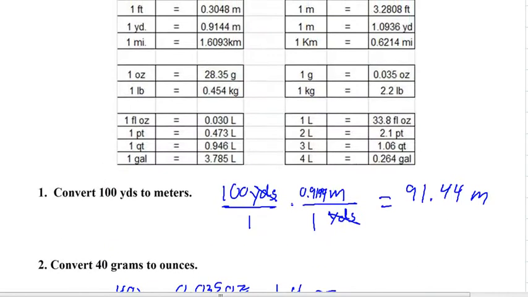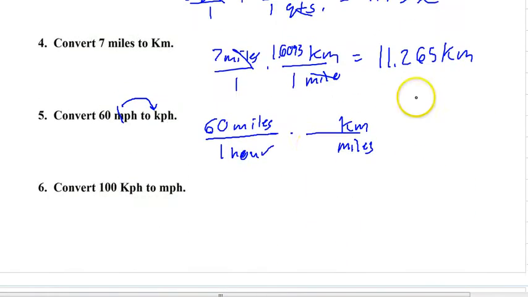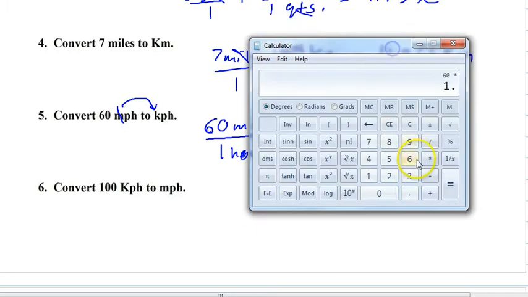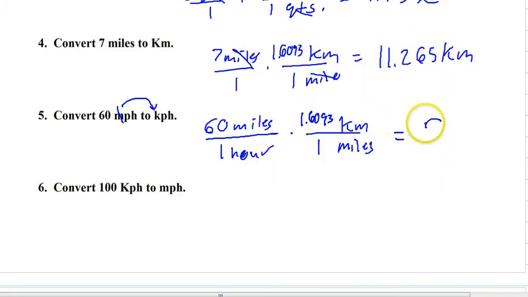1 mile is 1.6093. So 1 mile is 1.6093 kilometers. Now if we multiply that, 60 times 1.6093, we get 96.6 kilometers per hour. See, the miles cancel, and that leaves us with km over h. So kph, kilometers per hour. So try it now for the reverse.